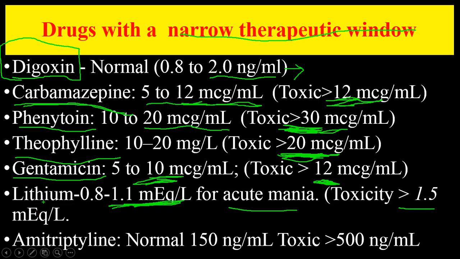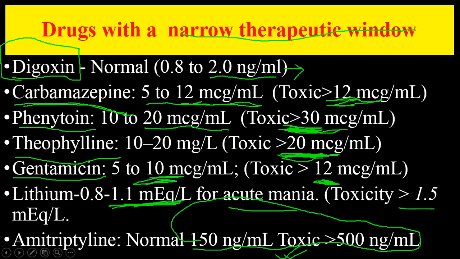Lithium is a drug known as a mood stabilizer, which is given to patients suffering from bipolar affective disorder. Now regarding amitriptyline, it is an antidepressant drug. If you increase the drug around 4 times, then it is poisonous. Around 3-4 times it is poisonous or toxic, but the toxicity is very high. So this antidepressant is also a narrow therapeutic drug.